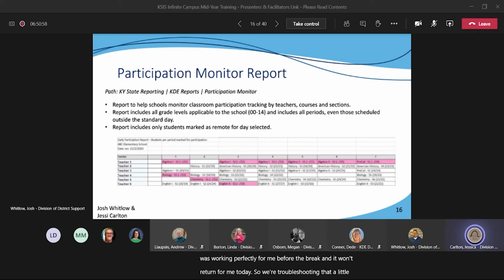We did look into it. We were able to get it to run in a couple of other districts. So I think that maybe something's just going on specifically with connection or whatnot in that one district. We're going to keep working with them. But if either of these reports isn't returning, or it's taking too long to return, shoot us an email.